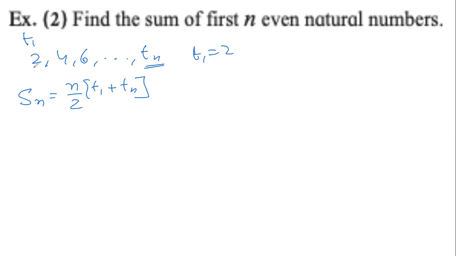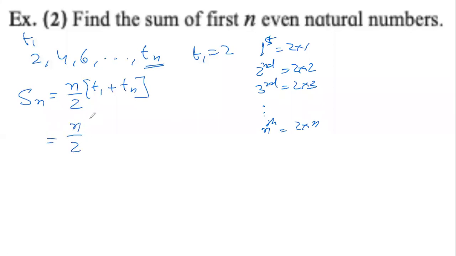If the first term is 2 into 1, second term is 2 into 2, third term 2 into 3. No, that is not how it works, son Shubham, they are even numbers. Yes, sir. So nth term will be 2 into n. So what we are writing, n by 2. First term is 2. Last term is 2n.